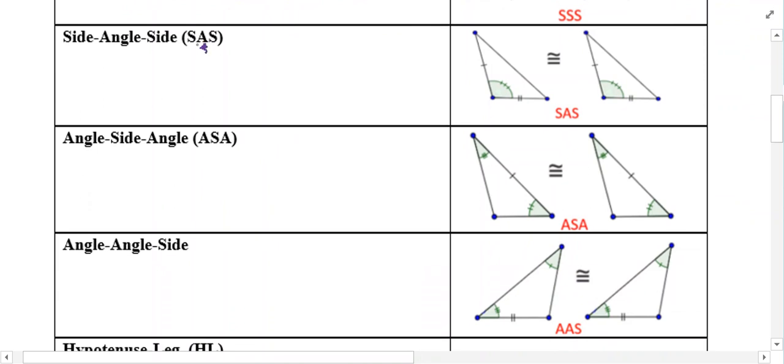Here the angle is between the 2 sets of congruent sides. So in the picture here we have this angle and we have this angle. The 2 sets of congruent sides are here. The angle is in between them. So all we have to show is that 2 sides and the included angle. Included means it's in between the 2 sides.